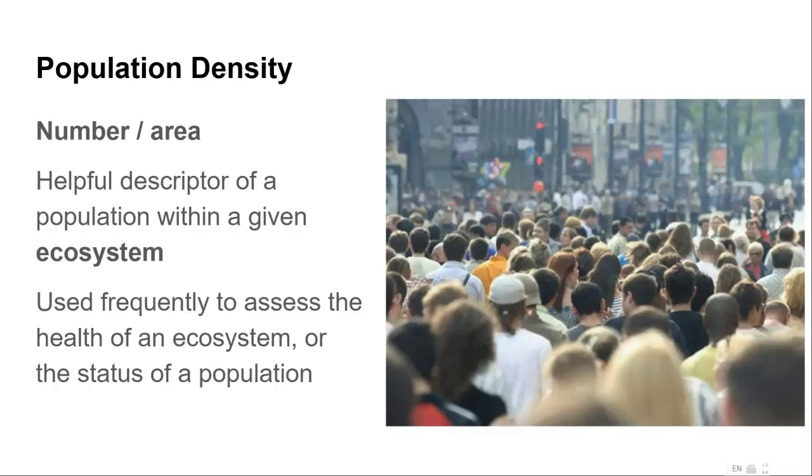And we often use population density to assess the health of an ecosystem or the status of a population. Sometimes overcrowding is a bad thing, but it also means that if we have a lot of individuals in a given area, that perhaps the population is doing quite well.